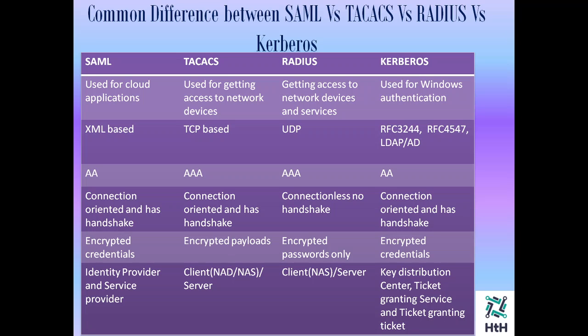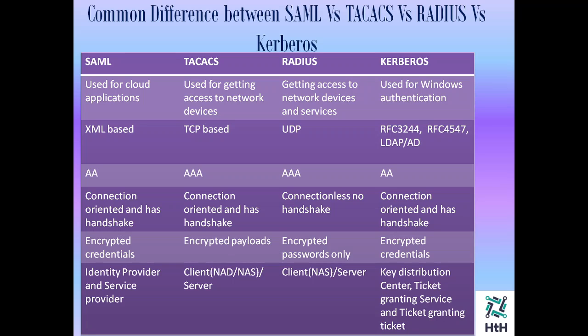Now let us see the differences between SAML, TACACS, Radius, and Kerberos authentication. SAML is generally used in cloud applications. TACACS is used for getting network devices access. Radius is used for network devices and services access. And Kerberos is a Windows authentication. SAML is XML based. TACACS is TCP based. Radius is UDP based, that is User Datagram Protocol. And Kerberos is LDAP, that is RFC 3244 and RFC 4547.